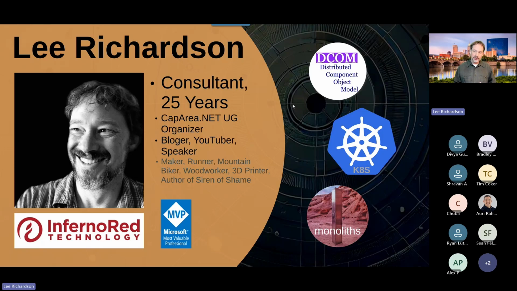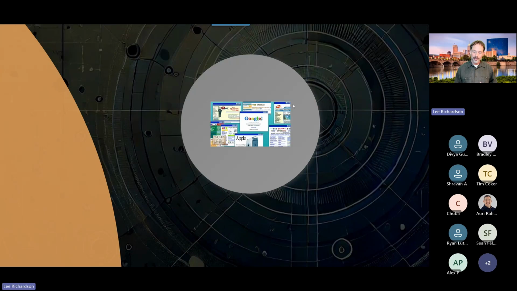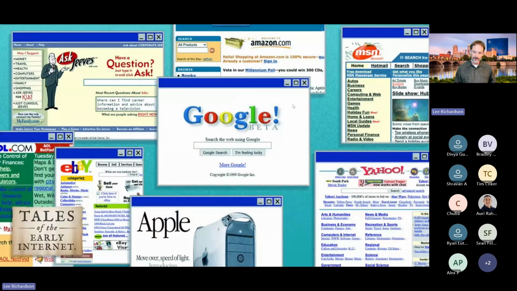So after 25 years of doing software development, I've definitely seen complexity in a variety of different worlds. DCOM was sort of the world when I started into software development in 1999. I'm just curious, who says this looks familiar to you? Does Google Beta look familiar? Ask Jeeves, yeah, Troy. eBay. Four people raised their hand in here.